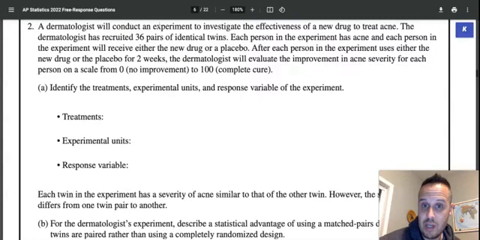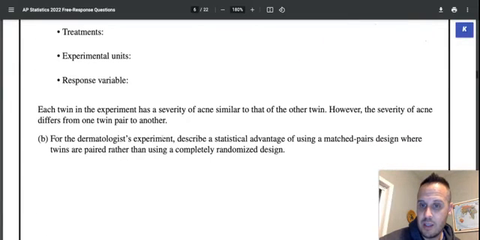Treatments. The treatments are the drug or the placebo. The experimental units are the individuals, the identical twins. The response variable is the improvement in severity of acne. Okay, it has severity similar to that beforehand. However, the severity of acne differs from one twin pair to another. For the dermatologist experiment, describe a statistical advantage of using a matched pairs design.